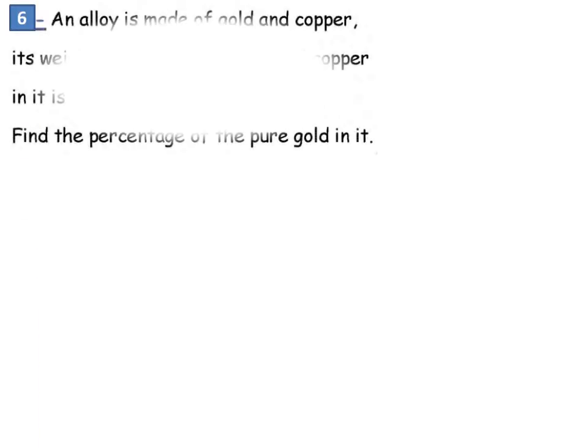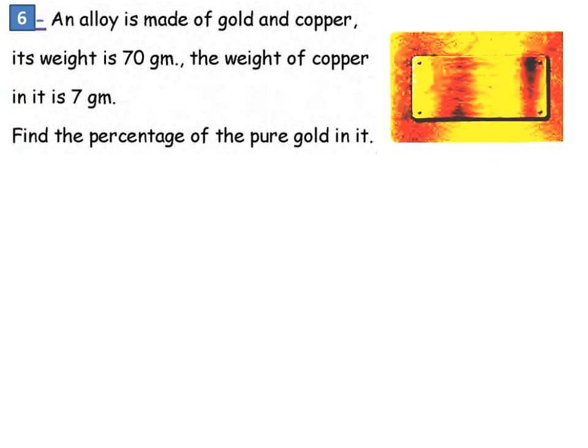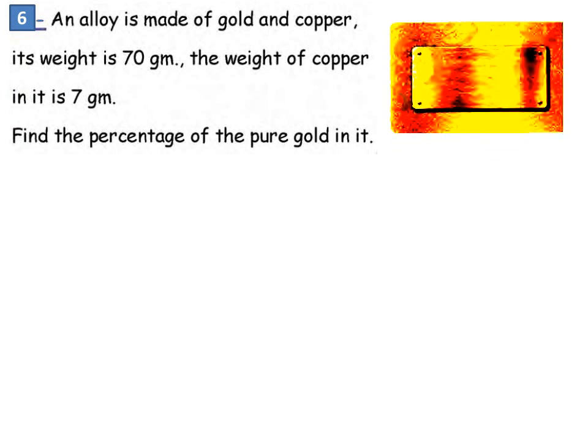Exercise number 6. An alloy is made of gold and copper. Its weight is 70 grams. The weight of the copper in it is 7 grams. Find the percentage of the pure gold in it.